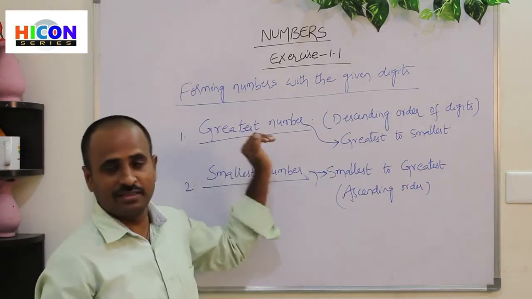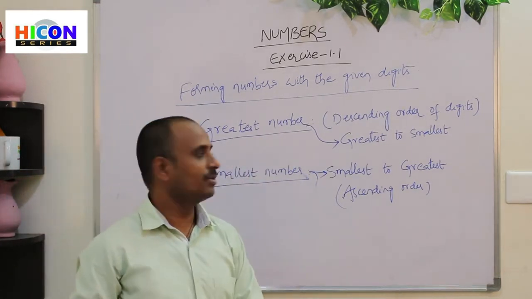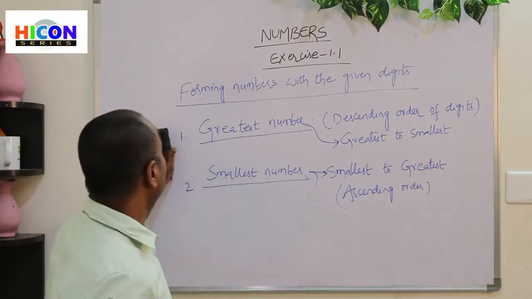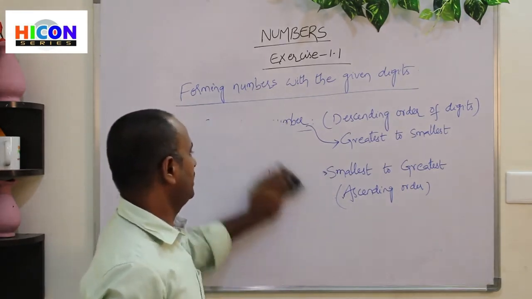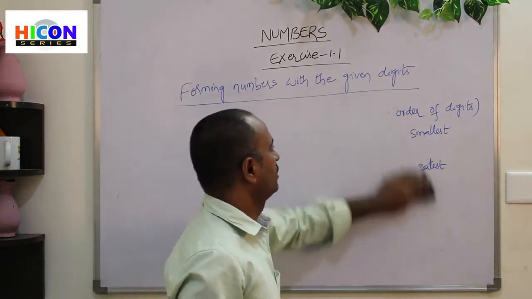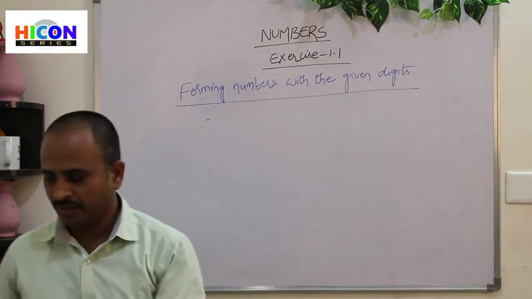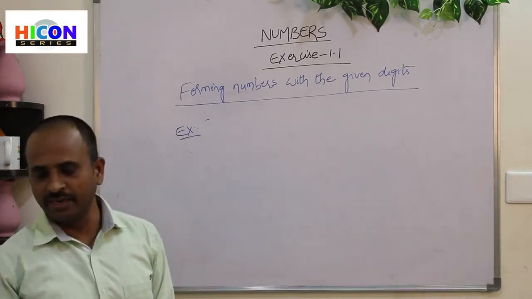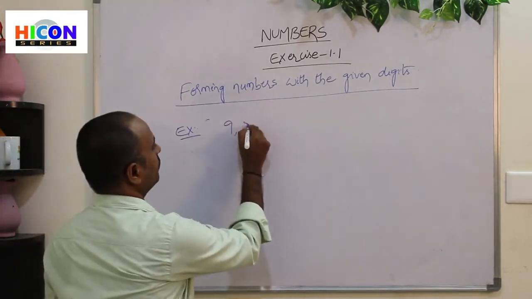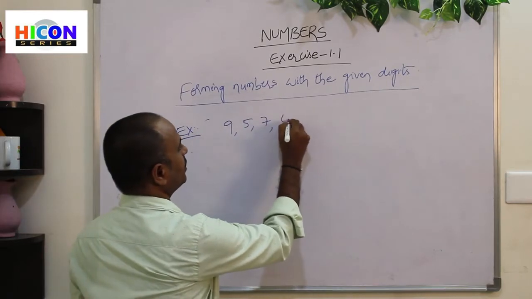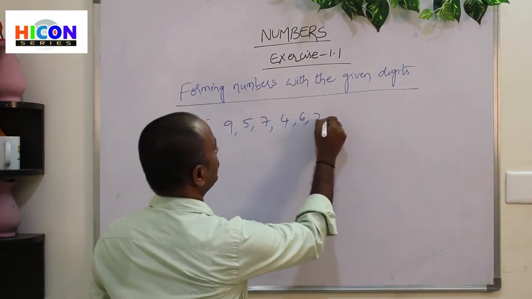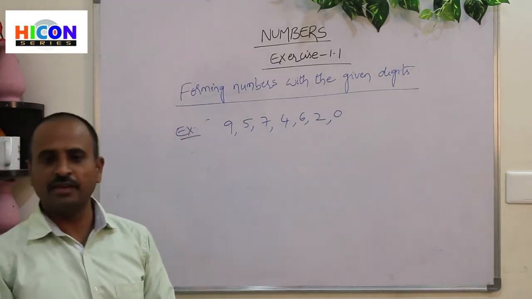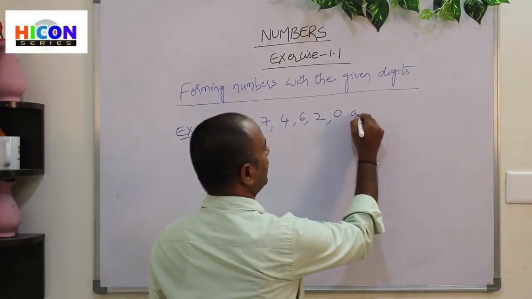So let us understand this by taking an example. Let us see how to form the numbers with the given digits. Here I will take some digits as an example. The given digits are 9, 5, 7, 4, 6, 2, 0, and 8 also.